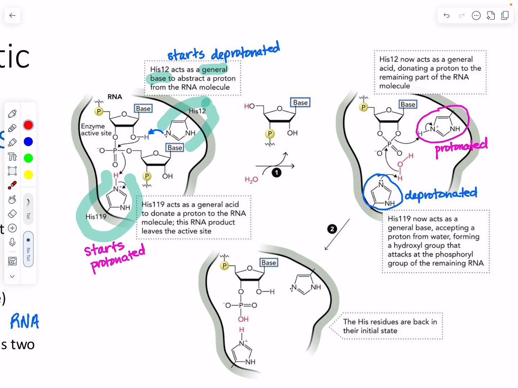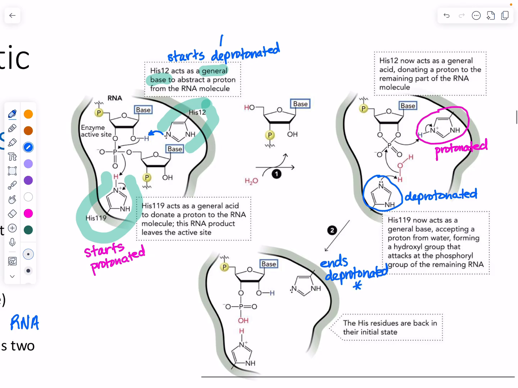And now what happens is the histidine 12 is now going to act as an acid, okay? And it's going to give up a proton. So if you'll notice at the end of the cycle, okay, it ends deprotonated. So it ends in the same state that it started in, okay? And a similar thing is going to happen to our His 119.